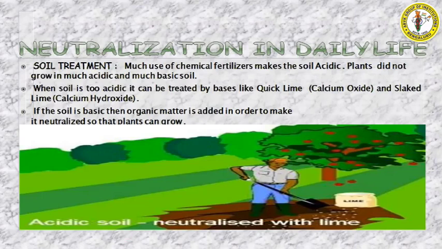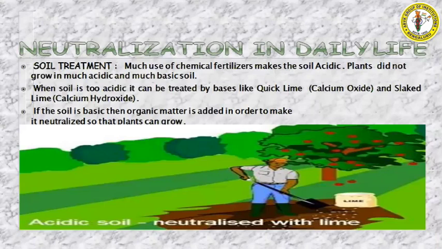Then only can the crops grow efficiently. So when the soil is too acidic, it can be treated by bases like quick lime, that is calcium oxide, and slaked lime, that is calcium hydroxide. So when the soil is too acidic, what can you do? You can treat the soil with quick lime, calcium oxide, or slaked lime, calcium hydroxide.